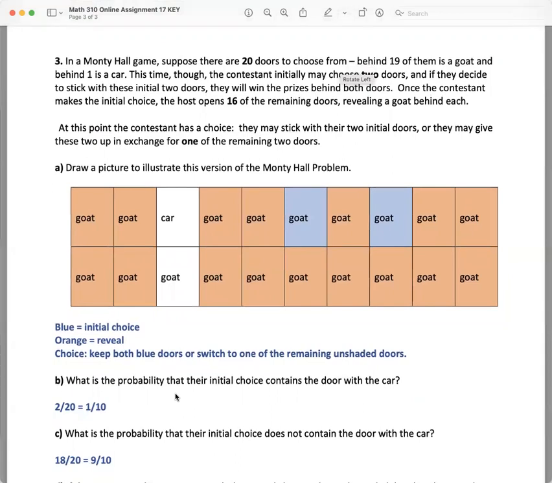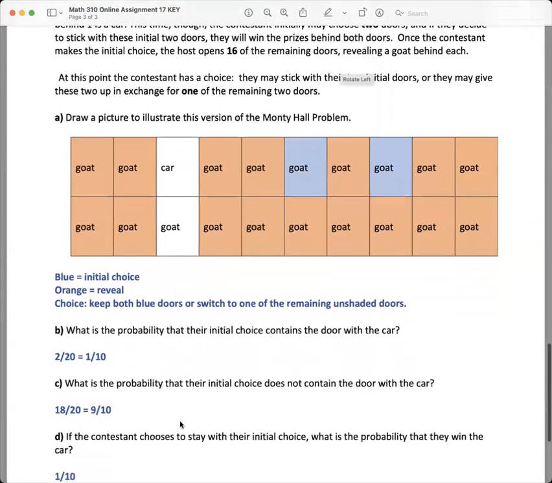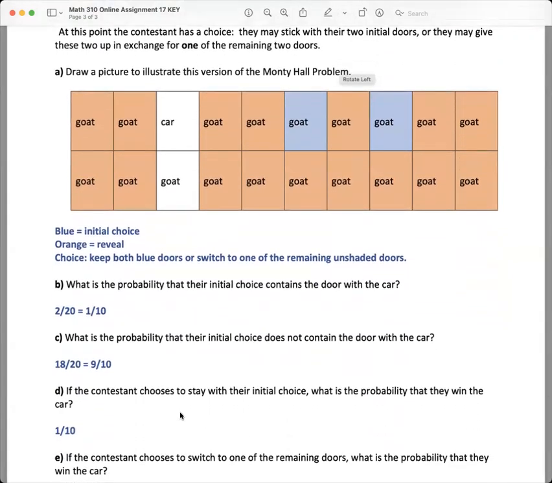And then the probability that you did not choose the car is the opposite of that. So 18 out of 20, which reduces to 9 out of 10. Again, these two add up to 100%, 10% versus 90%. And then the probability of winning if you stay with your initial choice is the same, because you have to choose it on your initial choice to win. So that's still 1 out of 10.